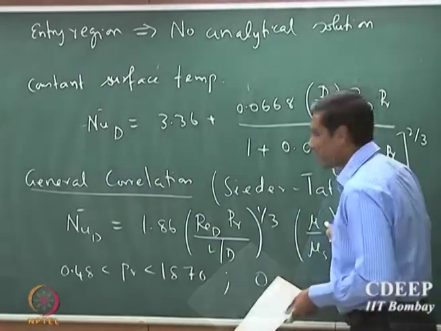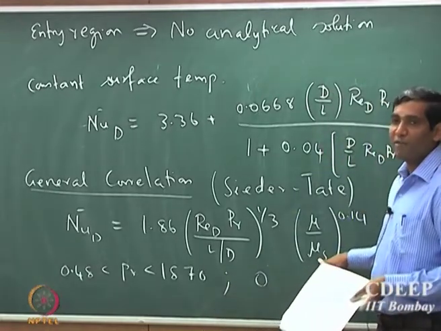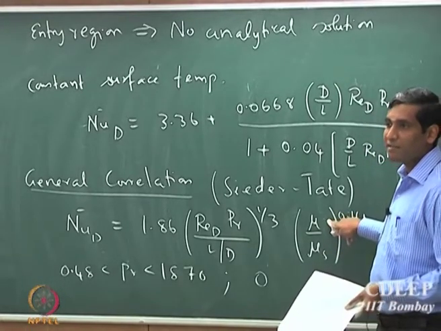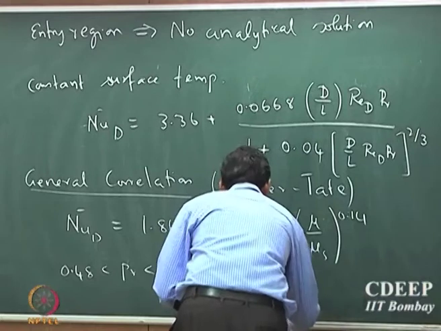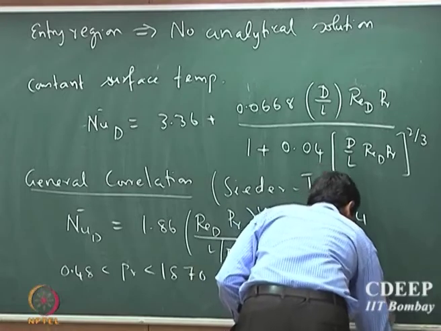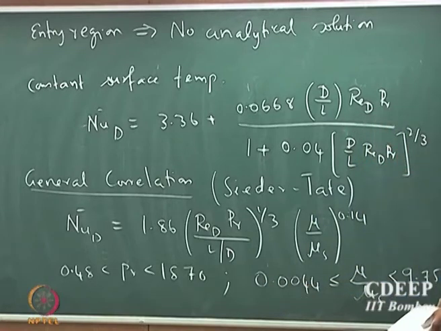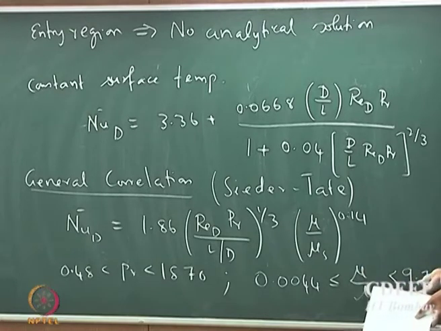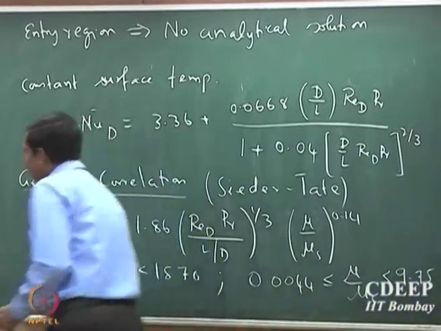What is mu? Viscosity is obviously a function of temperature, right. So, mu s is the viscosity of the fluid evaluated at the surface temperature, and mu is the viscosity evaluated at the intermediate temperature. This is valid when mu by mu s is less than 9.75. That is a pretty large validity. You are not likely to have a heat transport problem where the ratio of viscosity changes by more than 9.75, that is too much. So, that is a pretty good equation.